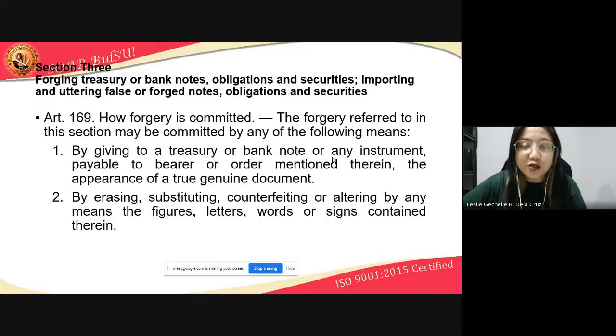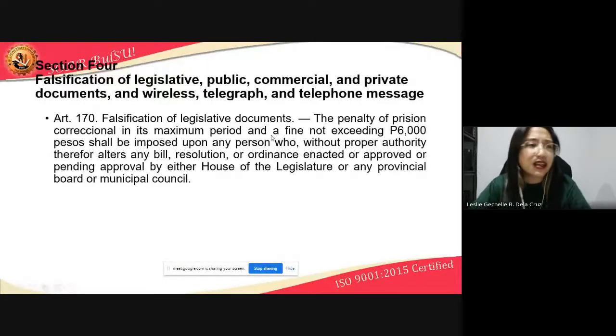Kumbaga, yung treasury or banknote or kahit anong instrument nga daw na pwedeng gamitin ay kamukhang kamukha daw nung genuine na document. Kinopya talaga. Another, by erasing, substituting, counterfeiting, or altering by any means the figures, letters, words, or signs contained therein. Pinalitan mo yung halaga, yung words, o kaya yung mga kahit ano doon, kahit anong parte ng banknote, may pinalitan ka, may inalis ka, yun ay considered forgery. Okay, balikan natin ng konti itong mga to.